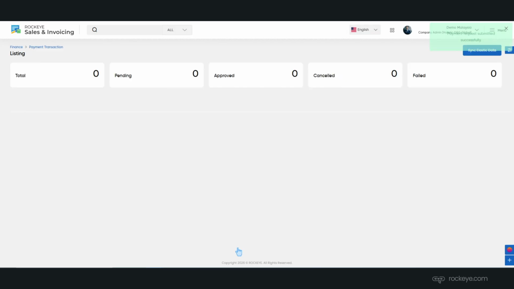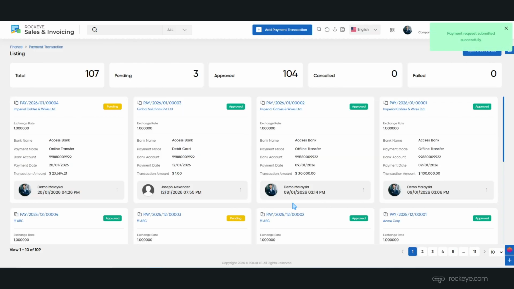Submitting the record initiates an automated workflow that moves the transaction into a pending approval status. Successful submission is confirmed by system alerts, ensuring the request entered the internal processing queue safely. Real-time status indicators allow administrators to track the progress of payments through the entire approval cycle.